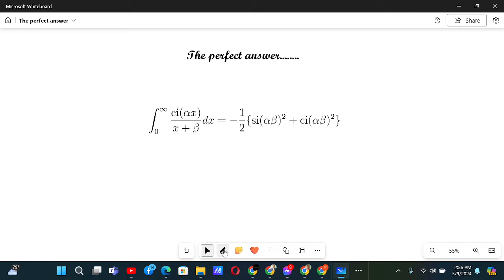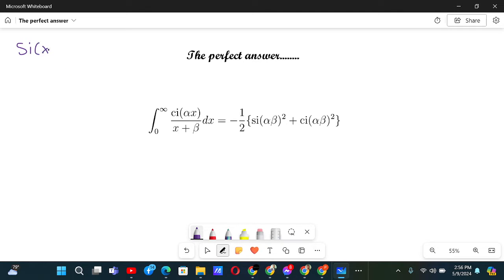The perfect answer. So this integral has a really nice answer: minus 1 by 2, and then si squared alpha beta plus ci squared alpha beta. This was too awesome to not include in this video, and so I did. And if you don't know about this function, let me just give you the definitions.